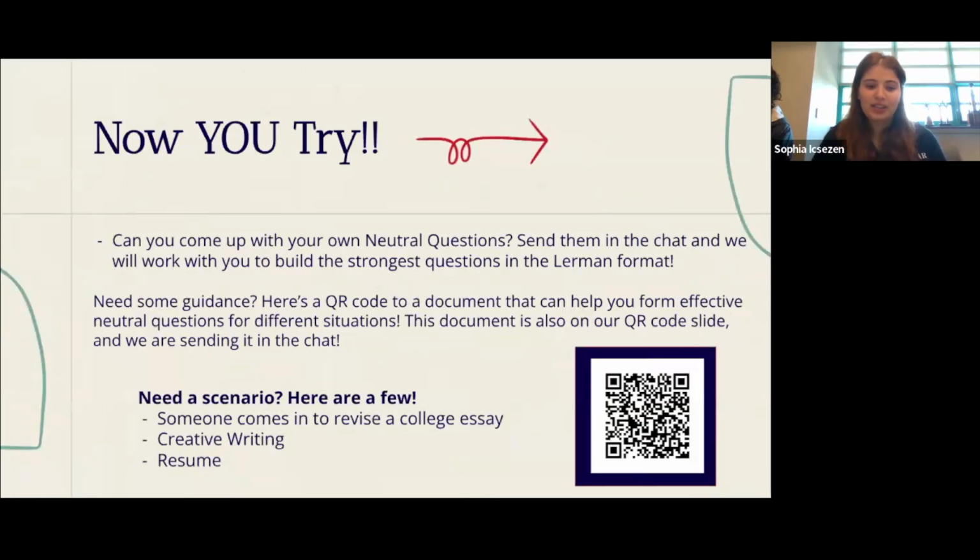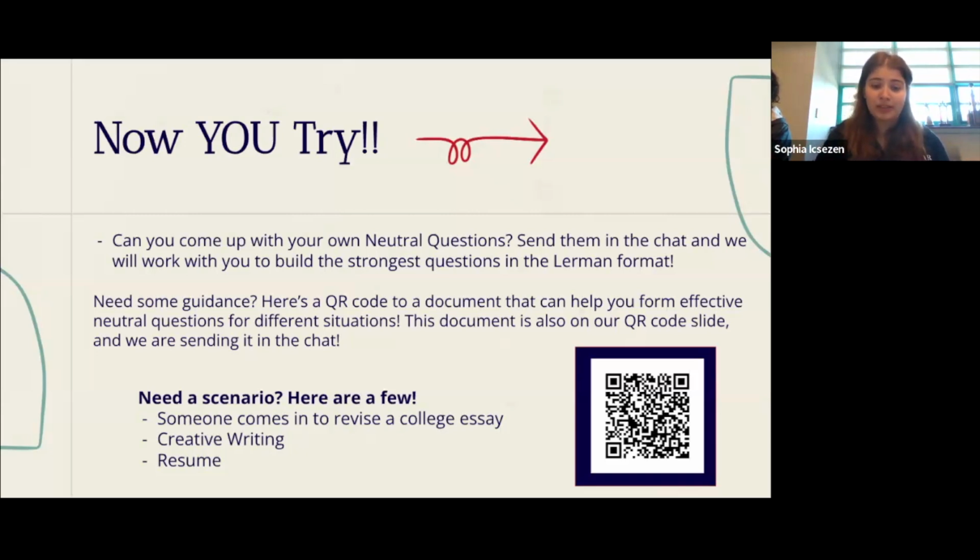Okay, so before we actually start using neutral questions in our meetings, it's important that you start practicing how to form questions on your own. So this is a recorded version of the presentation. Please feel free to pause after I explain what's going on and form your own neutral questions. If you're not sure where to start, you can scan this QR code and it takes you to the neutral questions handout that I've created, which gives you a couple suggested neutral questions depending on a situation when you have a writer in a writing lab.